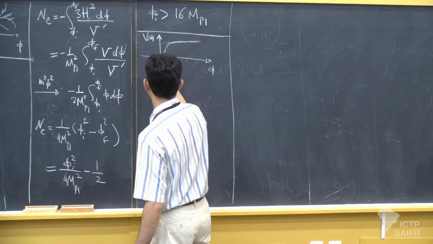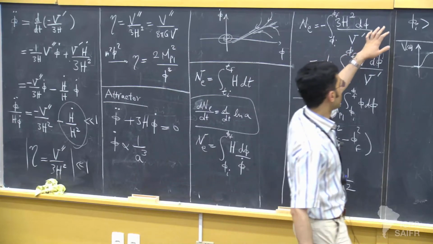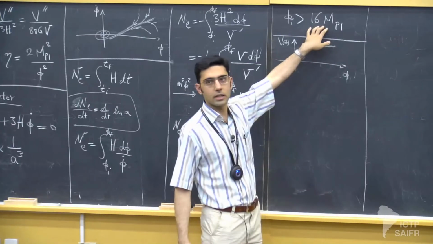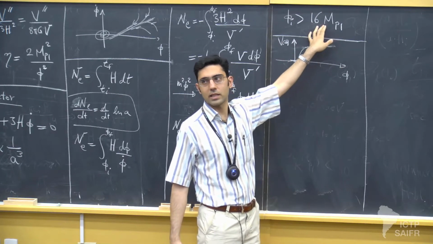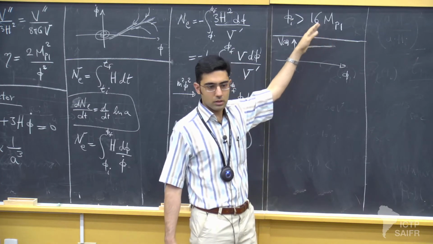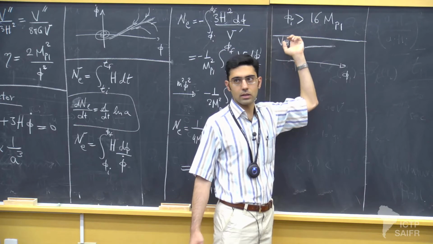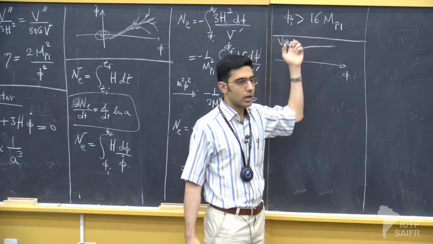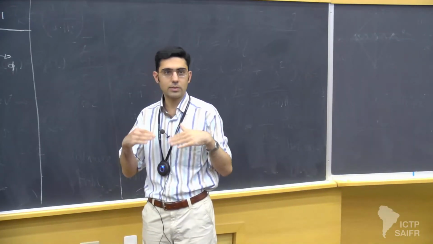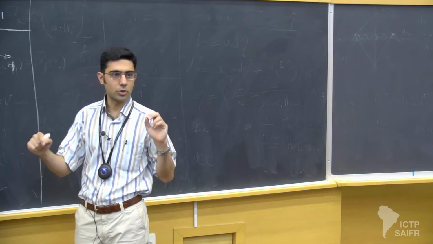So these models are called, when we have this super Planckian field excursion, large field models of inflation. Large means that phi is larger than the Planck scale. However, one can also consider small field inflation by slightly tuning the potential.